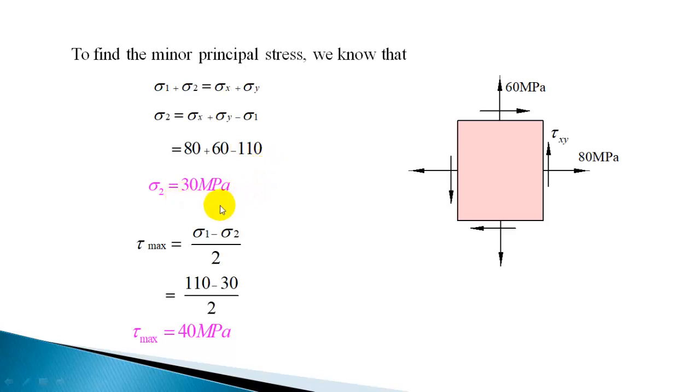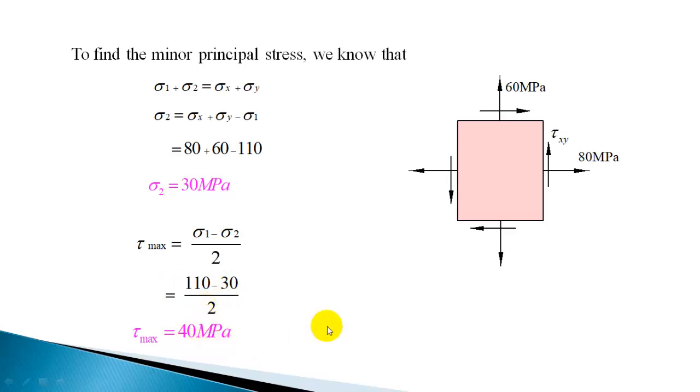So you got the principal stresses, and now let us find out the maximum shear stress. Maximum shear stress you can use (sigma 1 minus sigma 2) by 2. Sigma 1, the major principal stress, is 110 and minor is 30, so sigma 1 minus sigma 2 divided by 2, that is 80 by 2 or 40 MPa.